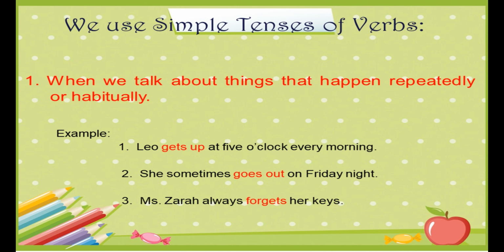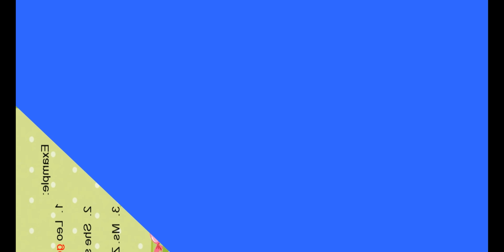Rule number 1. We use the simple tense when we talk about things that happen repeatedly or habitually. Example: Leo gets up at 5 o'clock every morning. She sometimes goes out on Friday night. Miss Zara always forgets her keys.